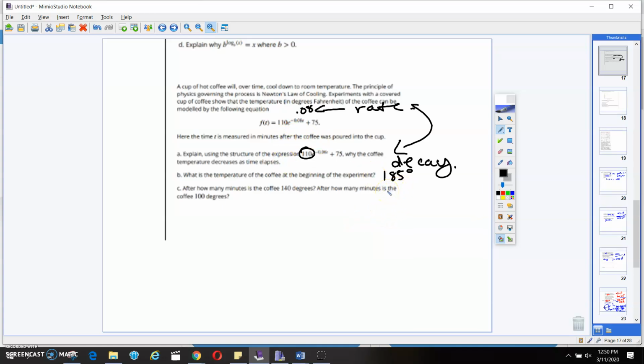That makes more sense. I was like, 110 is not hot. That's like less than bath water.